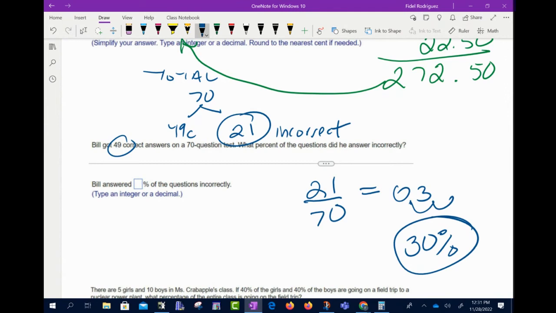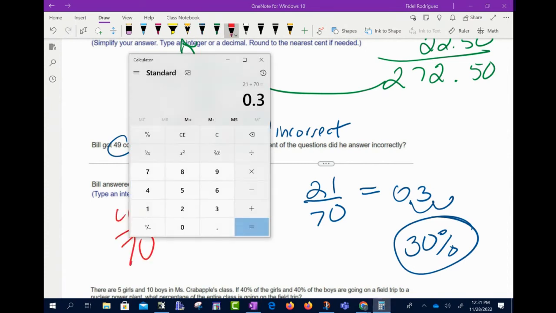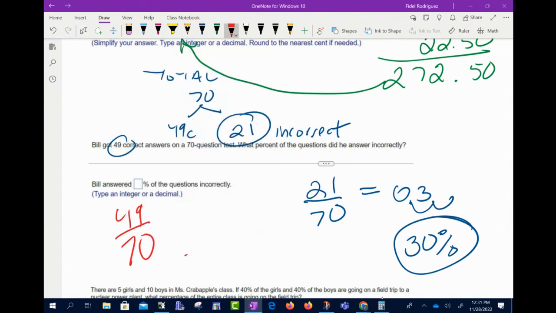By the way, we could have actually done it this way, guys. We could have said, look, if he got 49 correct, he got 49 out of 70, right? So that means that he got 70% correct. So what percent did he get incorrect? The other 30%, right?